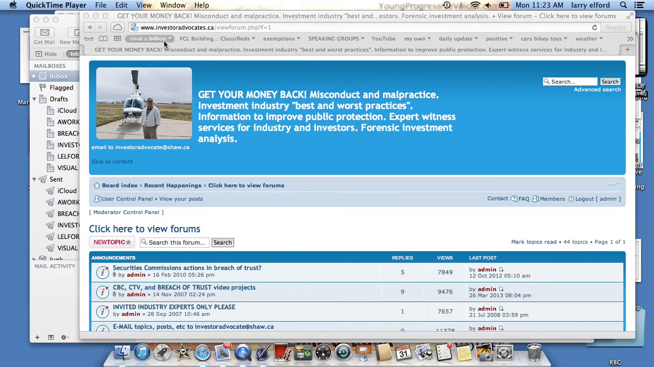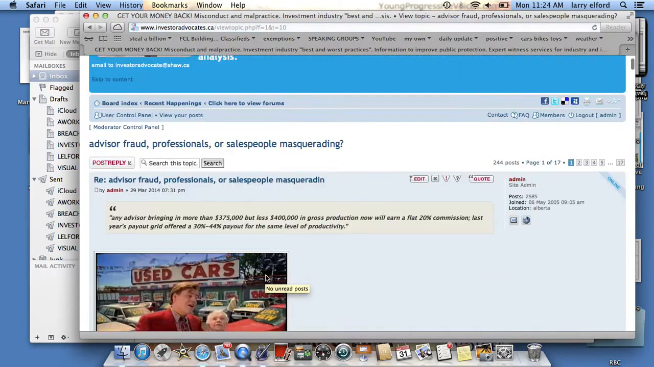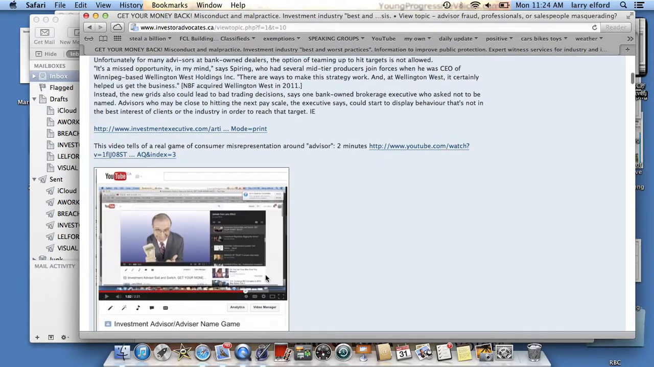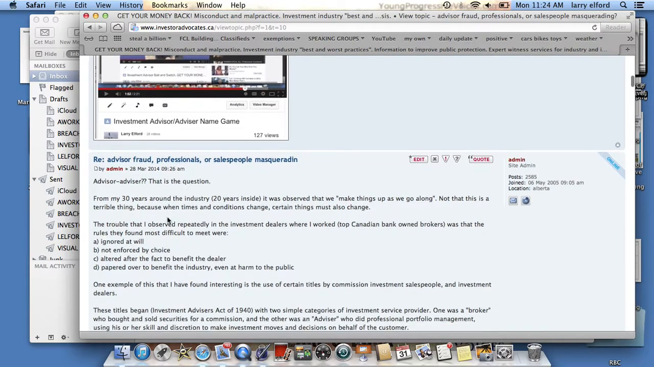Go to the website investoradvocates.ca, scroll down to "advisor fraud, salespeople masquerading?" and click on that form. The second post in is titled "Advisor, spelled with an O or an E, that's the question."